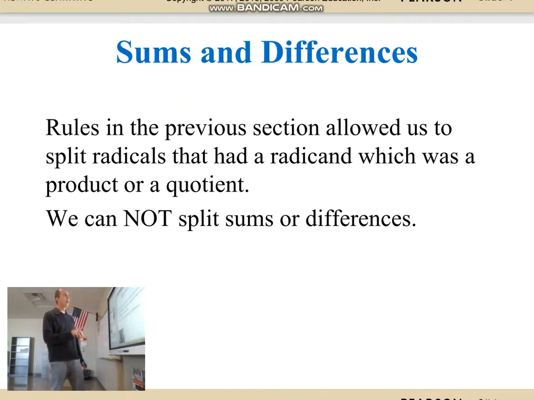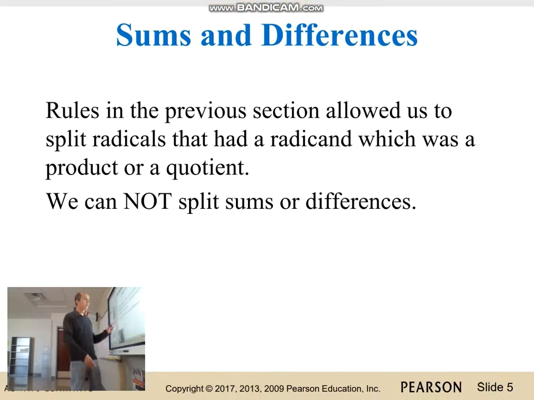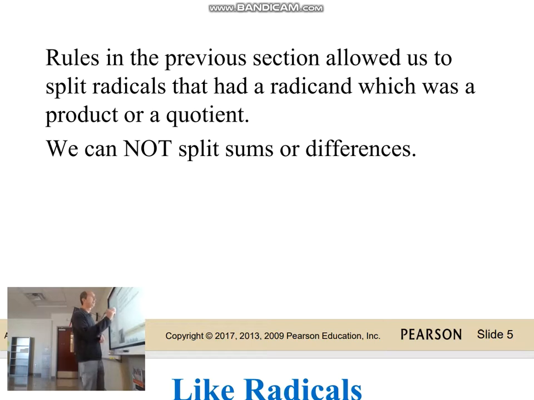The rules in the previous section allowed us to split radicals that had a radicand which was a product or a quotient. If you remember, if you have a product, you can split. You can make two different radicals multiplied, and this was the product rule and the quotient rule. But we cannot do the same thing with addition. Just to illustrate, keep in mind this is something you cannot do, it's not allowed.